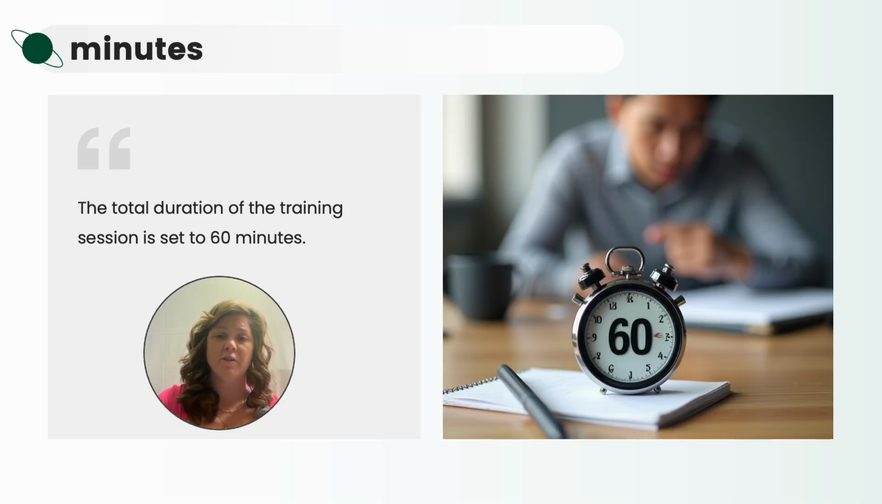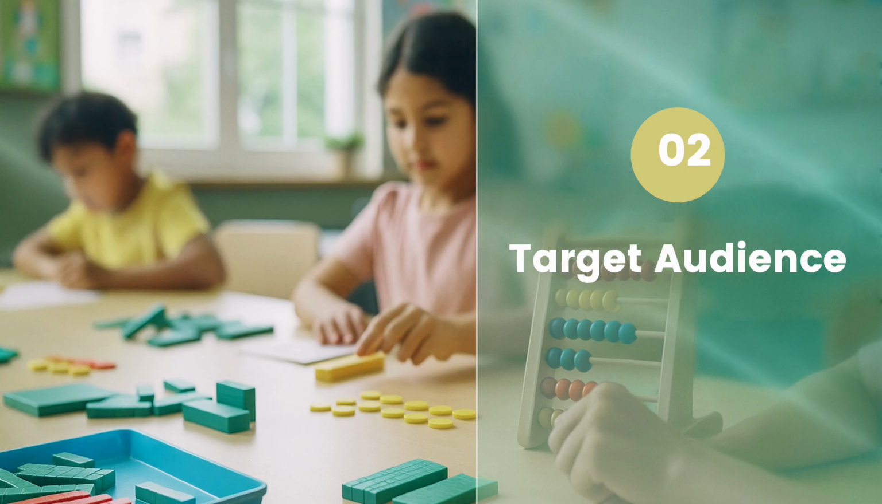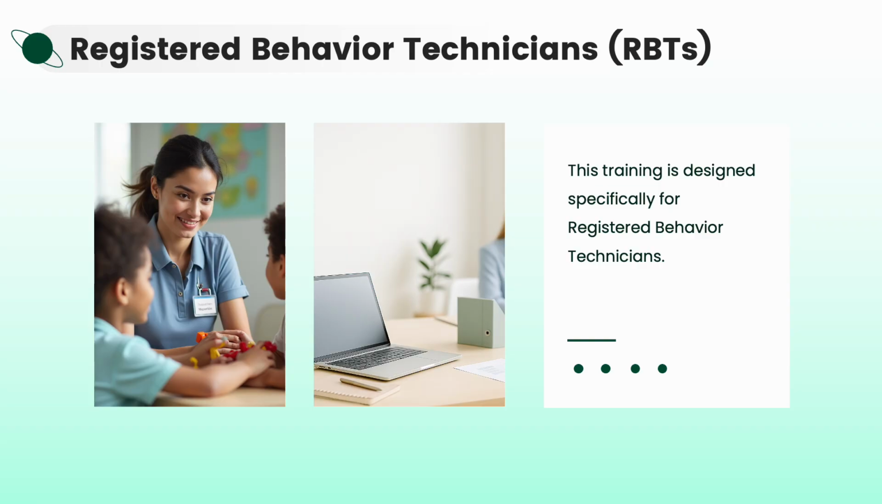The total duration of this training session is set to be 60 minutes. That means for those of you who are acquiring CEUs, this will count as one CEU. Note that this training is specifically meant for registered behavior technicians and those wanting to earn CEUs. If you are a BCBA, note that this will not count as a continued education unit.